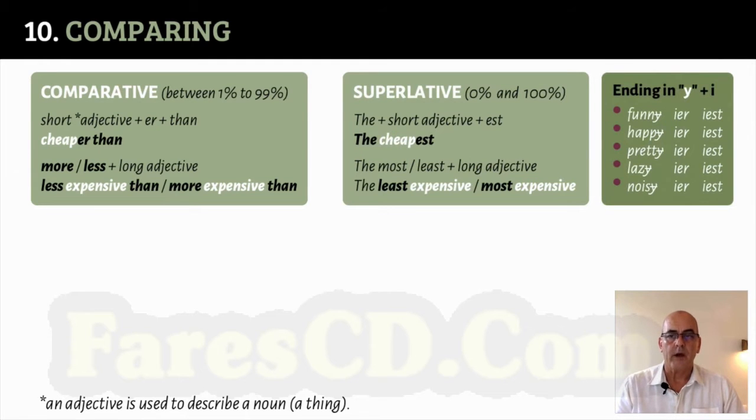Adjectives ending in y, when they are written, you take the y away and you add an i. So funny becomes funnier or funniest, happy, happier, happiest, pretty, prettier, prettiest, lazy, lazier, laziest, noisy, noisier, noisiest. So as I said before, you say the whole word like you would normally and you add er or est.